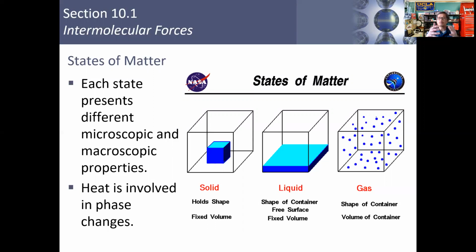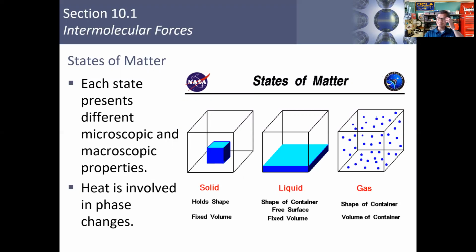Okay? And so what we will be doing here is talking about what properties of the particles, what's going on at the molecular level, account for the solids that we can observe. Okay? What's going on at the molecular level that accounts for the liquid state that we can observe.